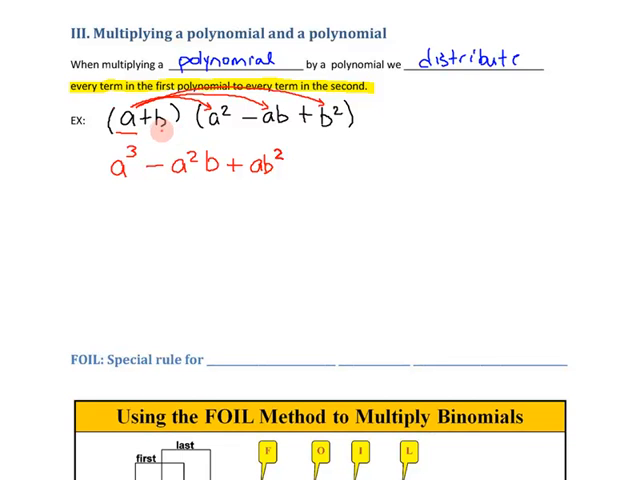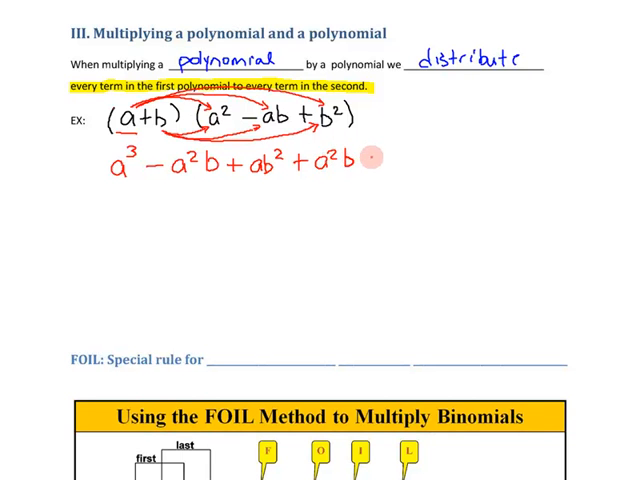Then we come back and we distribute the second term to every term in the second. So we take the second term in the first polynomial, distribute it to every term in the second polynomial. That's what you always do. So b times a squared, I'm going to write that as a squared b.